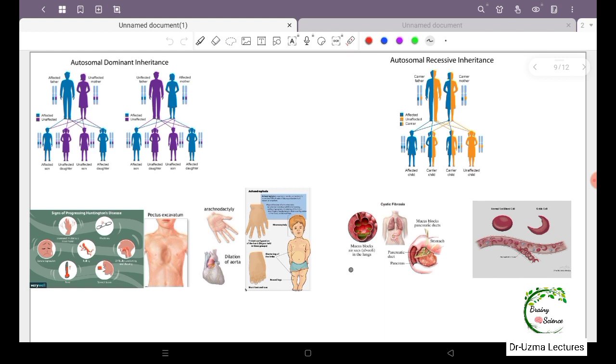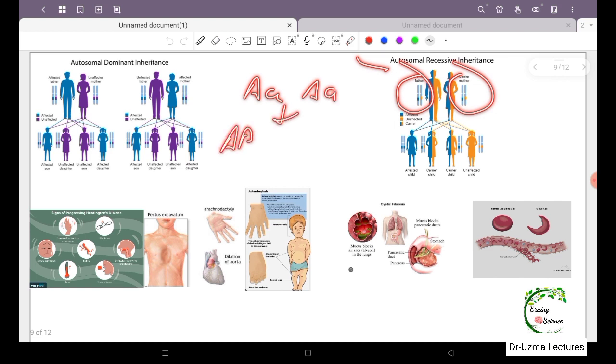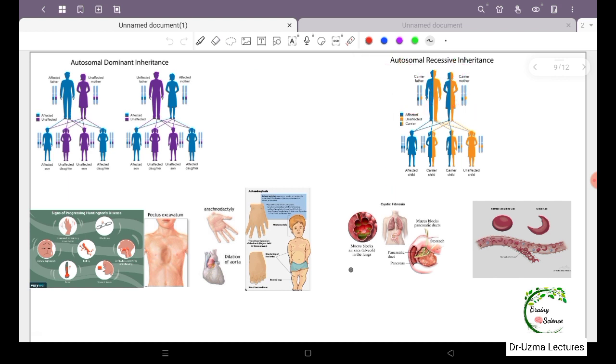But in autosomal recessive inheritance, the father and the mother will both be carriers. For example, these are Aa and Aa. It will lead to AA, Aa, Aa and aa. You can see that these two are carriers, this is normal and this child will be affected. So this is the affected child, the carrier child, the unaffected child. Both carriers are Aa because they have one defective copy, and the affected child will have this gene. Okay, this is Huntington disease.